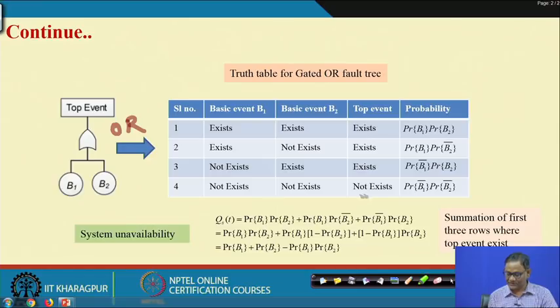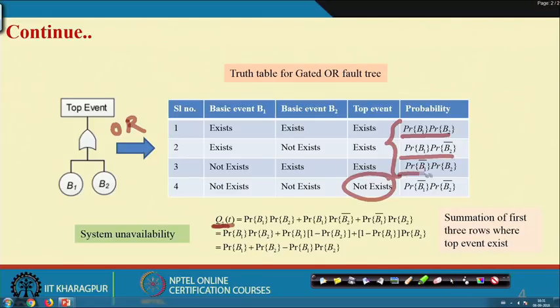That is what is given here. Top event not existing means the system is available. Then the probability of the first three, where the top event exists, that means the system is unavailable. So, you calculate and sum up the probabilities of these, this is what is done here.